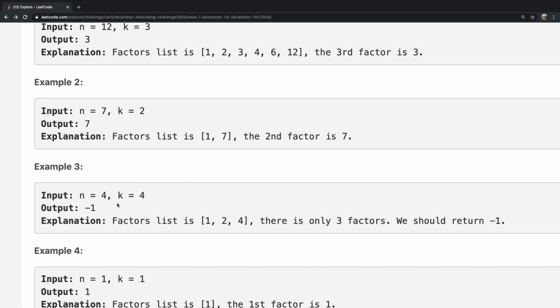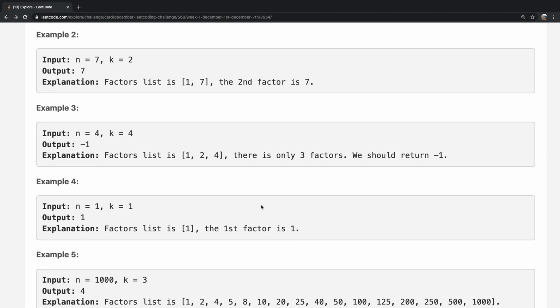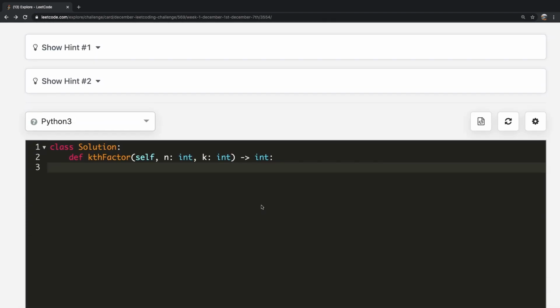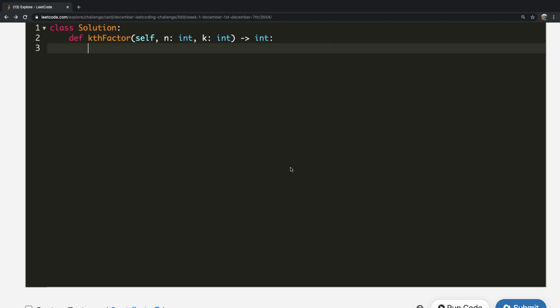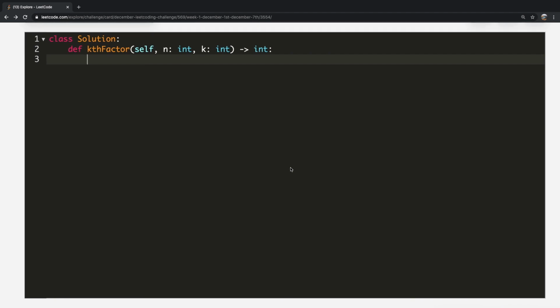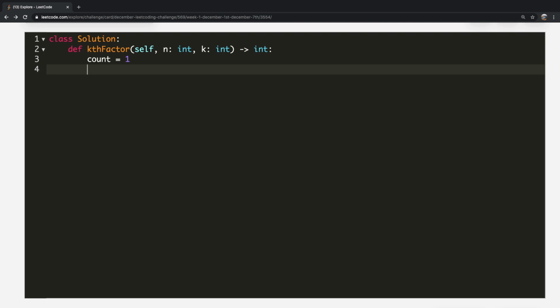Hopefully you understood the question, and let's start off by looking at a very brute force type of approach, and then we'll see how we can further improve this. Over here, we're going to start off with a variable called count. The count is going to tell us how many factors we have come across. In the beginning, our count is just going to be 0.